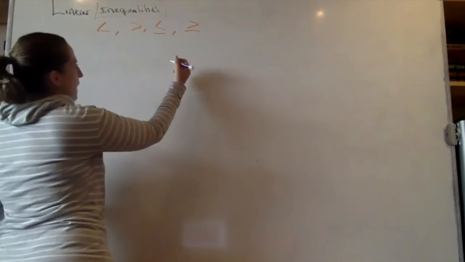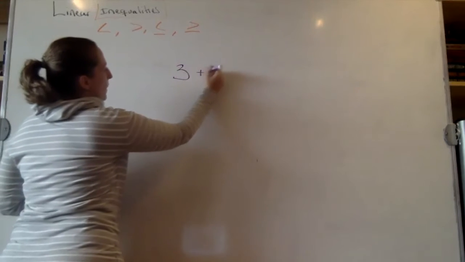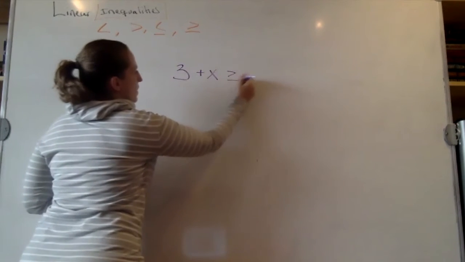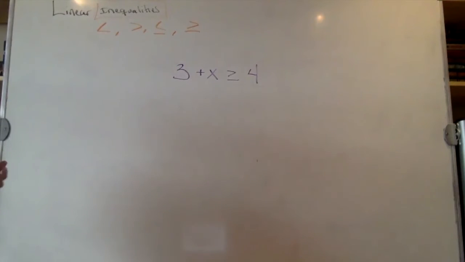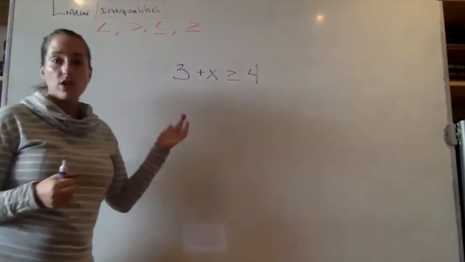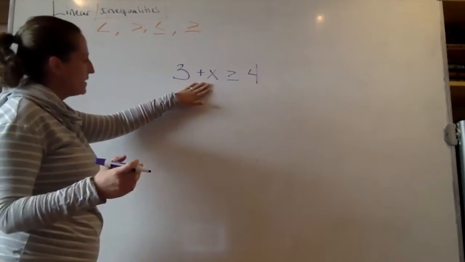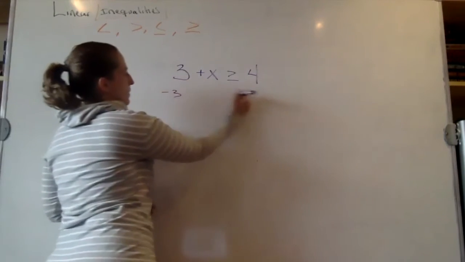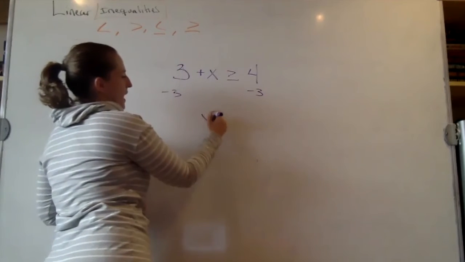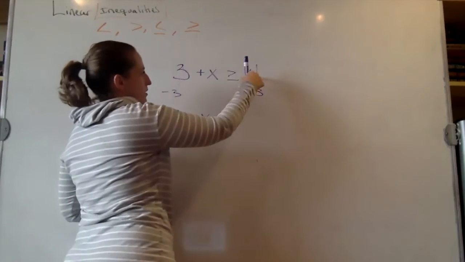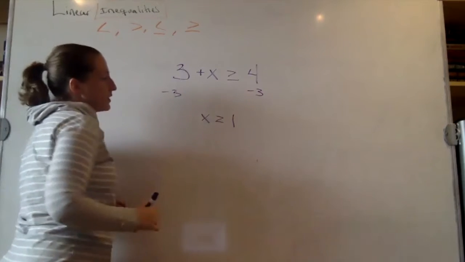So let's look at a linear inequality. If I have something like 3 plus x is greater than or equal to 4, and I want to solve this, well, when I'm adding or subtracting, nothing really changes. So for example, I would subtract 3 from both sides. 3 minus 3 cancels, and I would be left with x is bigger than or equal to 4 minus 3, which is 1. So here's my solution: x is bigger than or equal to 1.